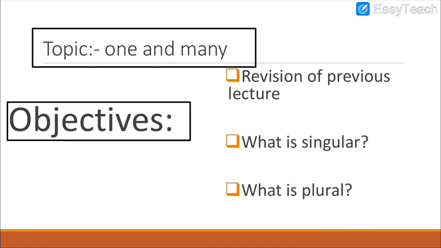You need a bridge if you need to cross the sea, if you want to connect one end of the land to another land and there is a sea in between. So I am going to create a bridge, that is a connection, by revising the previous lecture for you all. After the revision, we are going to understand what is singular and what is plural.